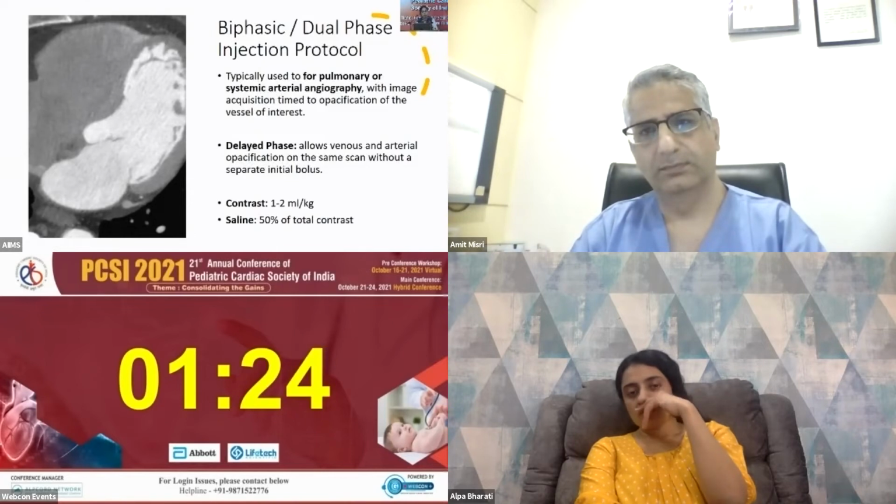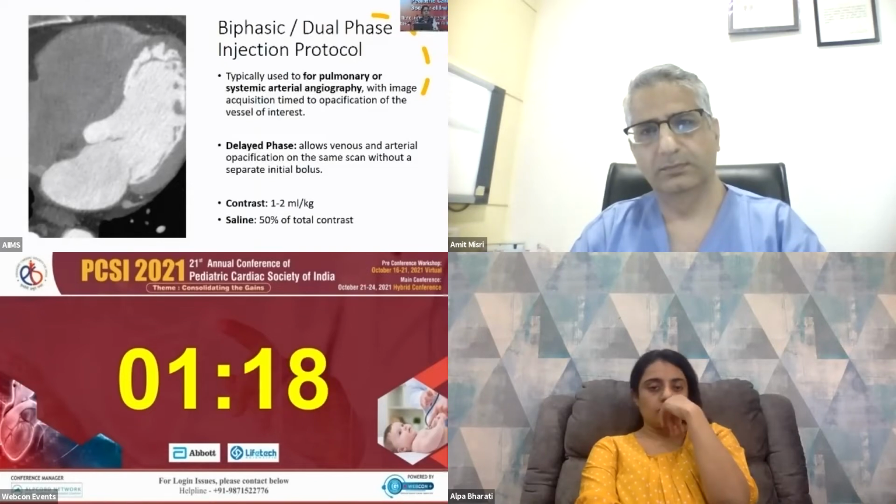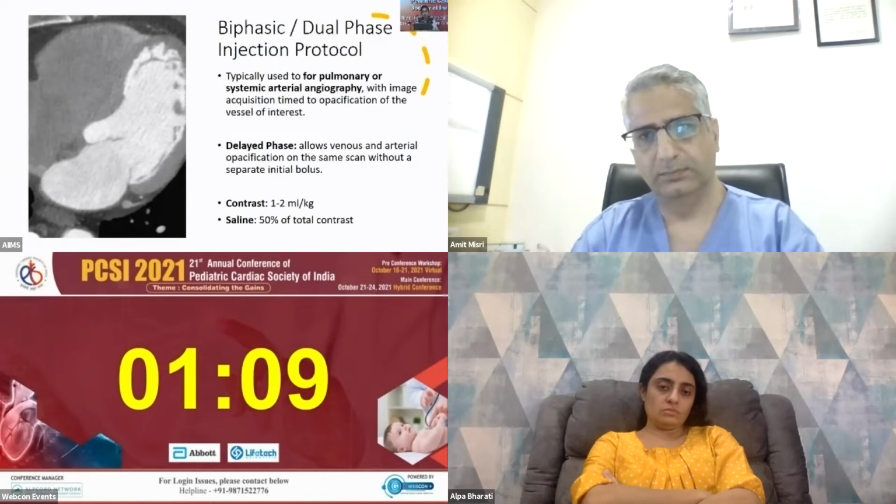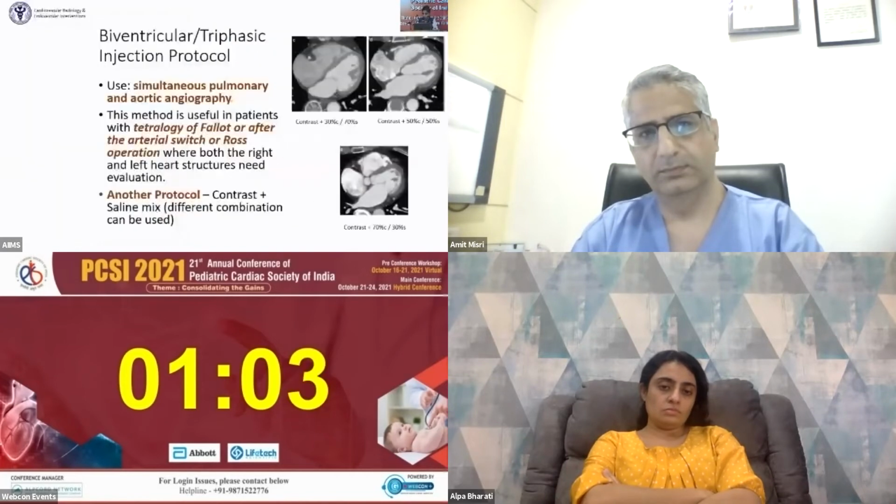Similarly, if you have a patient with tetralogy, you're interested more in the right side. So we'll put our region of interest in the right side and acquire when the contrast is in the right side, so that the right-sided chambers and PA are the ones which are more well specified. Delayed phase will allow us to see both venous and arterial opacification without a repeat of the bolus.